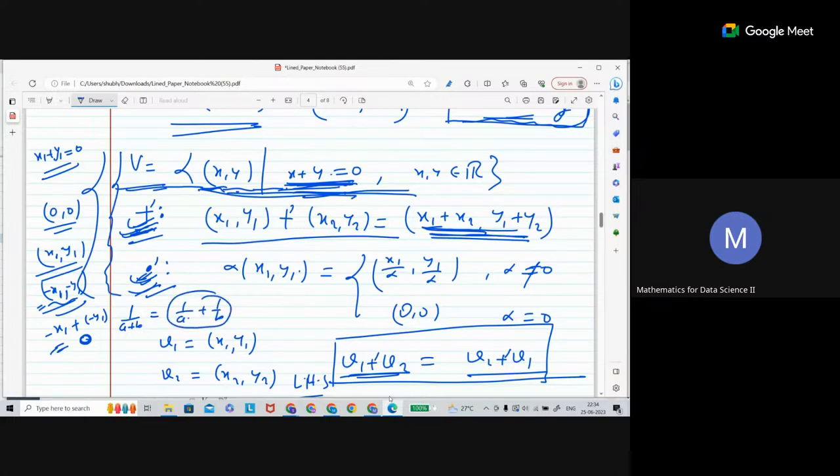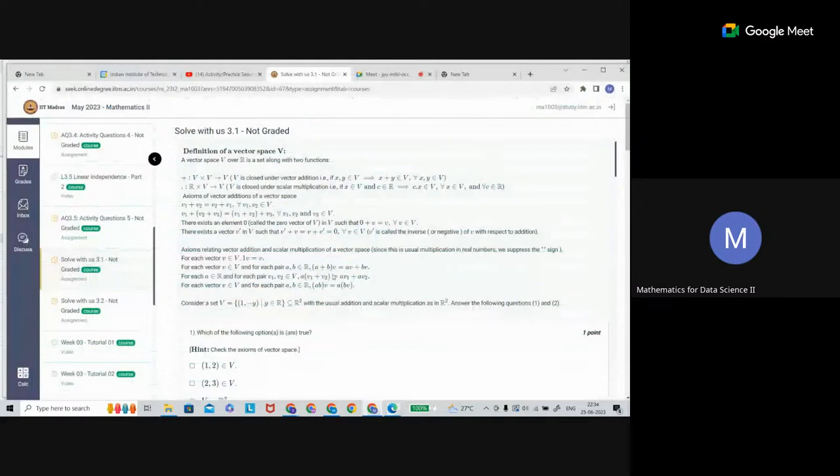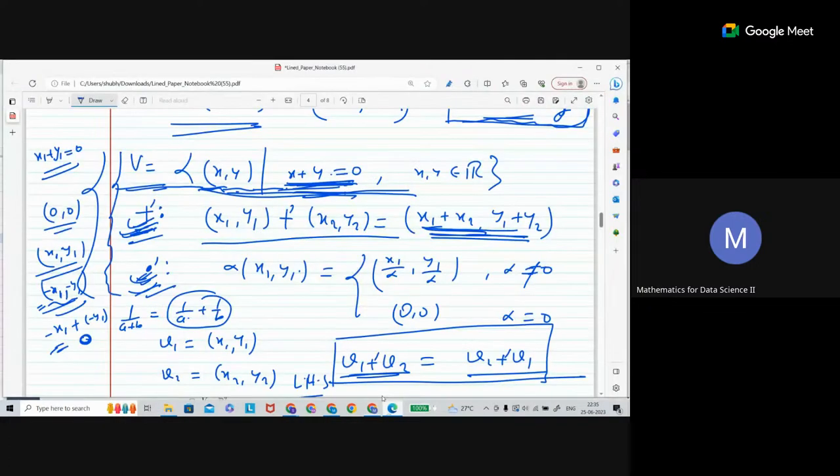Because of this operation, I'm leaving it for all of you to check with this, sir. Each operation will follow, but because of only this one operation, it will not follow. See that only one operation is missing, and our set is going to fail to be a vector space. Yes, sir. Only one operation.